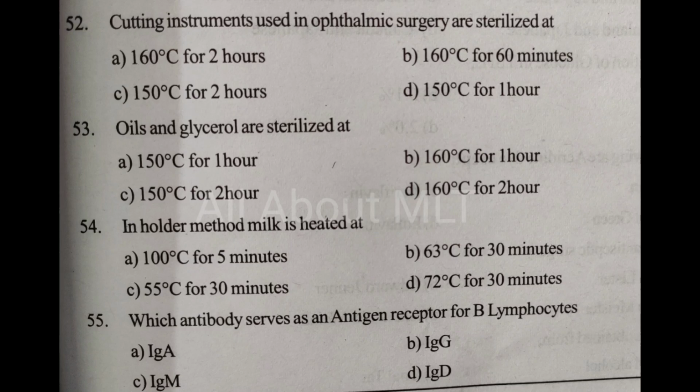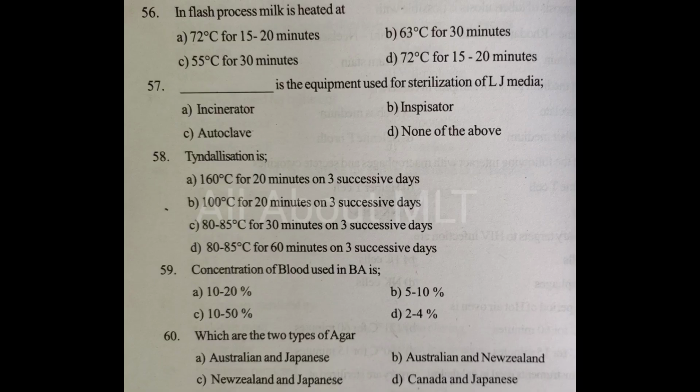Which antibody serves as an antigen receptor for B lymphocytes? Option A IgA, option B IgG, option C IgM, option D IgD. Answer is option D IgD. In flash process, milk is heated at option A 72 degrees Celsius for 15 to 20 minutes, option B 63 degrees Celsius for 30 minutes, option C 55 degrees Celsius for 30 minutes, option D 72 degrees Celsius for 15 to 20 minutes. Answer is option D 72 degrees Celsius for 15 to 20 minutes.